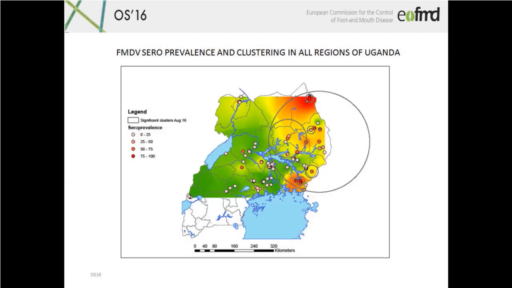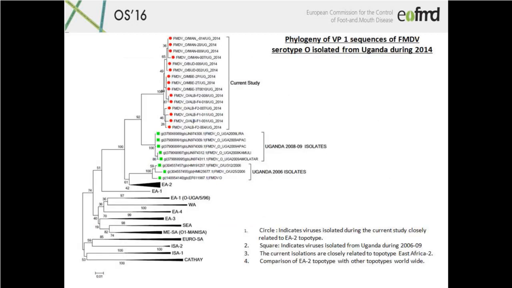If you look at the seroprevalence of FMDV by NSP ELISA, you can see the major clustering in the eastern and northern regions of Uganda. There is about 39% seroprevalence of FMDV in that country.